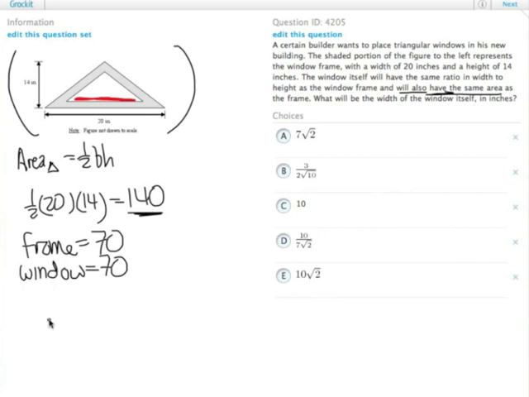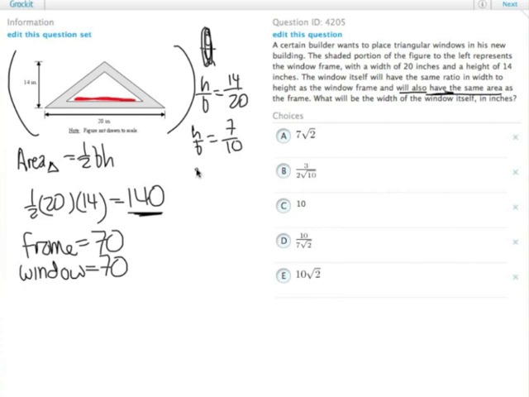So now we also can figure out something about the window. Actually, we should do something else first. The other thing we find out is that the window will have the same ratio in width to height as the window frame. So the window frame has the ratio, where should I put that? I'll put it up here. So the base to the height, let's do it the other way around because the height's shorter. Height to base equals 14 to 20. So, which simplifies, height to base equals 7/10.